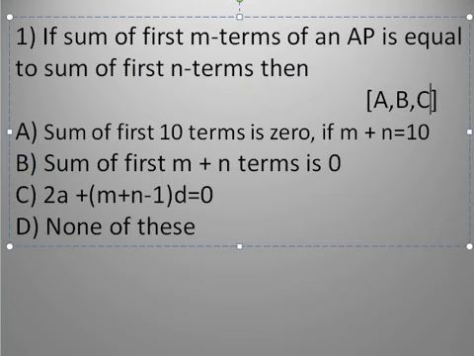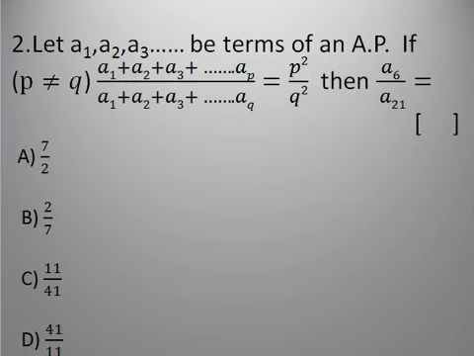Now let's go to the next question. Let a1, a2, a3 and so on be terms of an AP. If p not equal to q, then a1 plus a2 plus a3 plus and so on up to ap, divided by a1 plus a2 plus a3 plus and so on up to aq, equals p square by q square. Then a6 divided by a21.